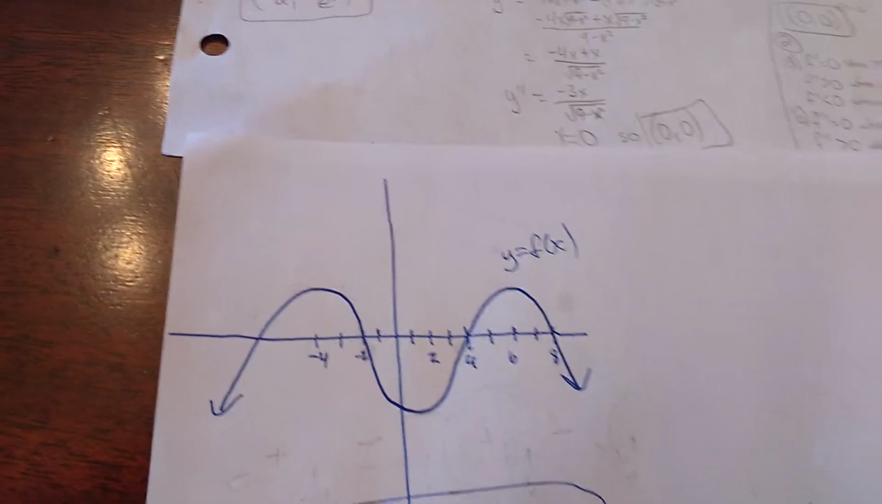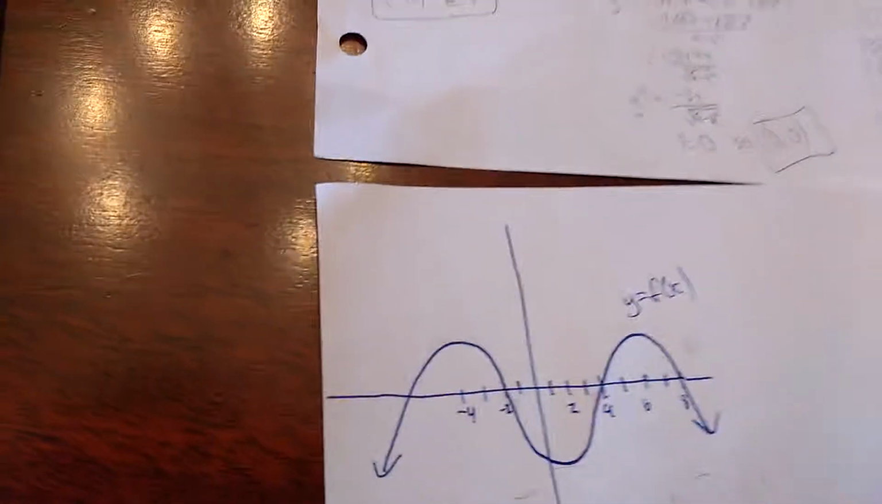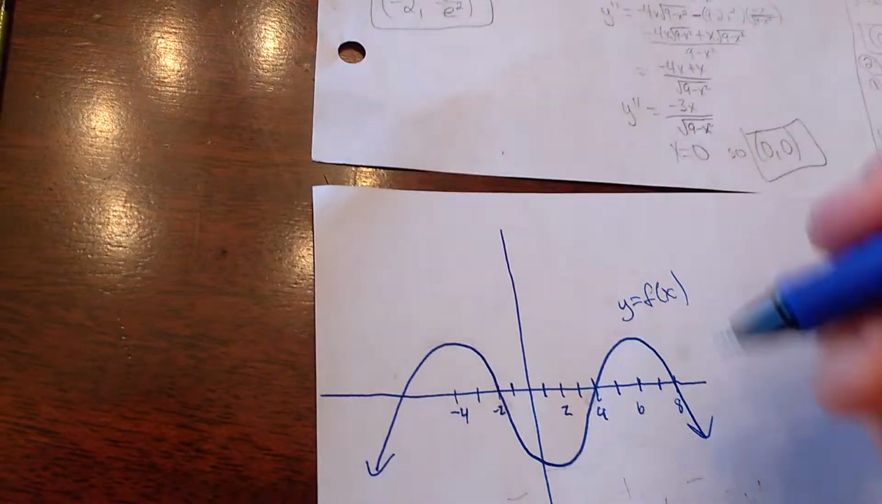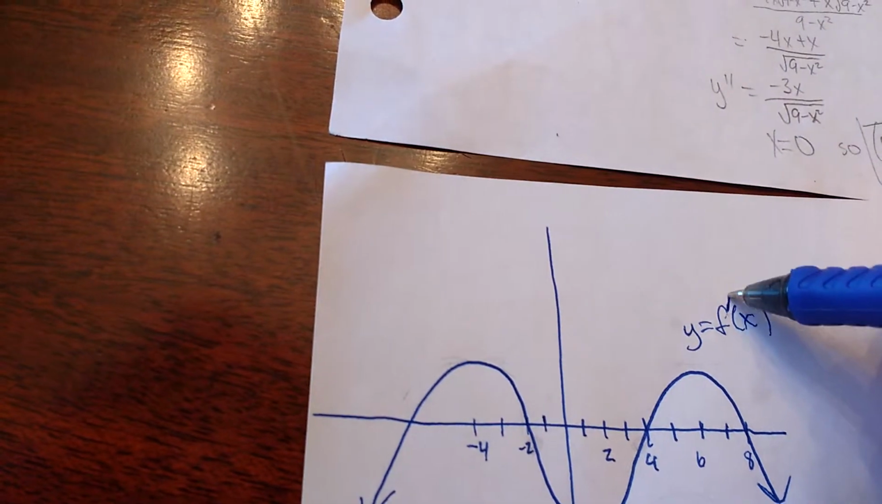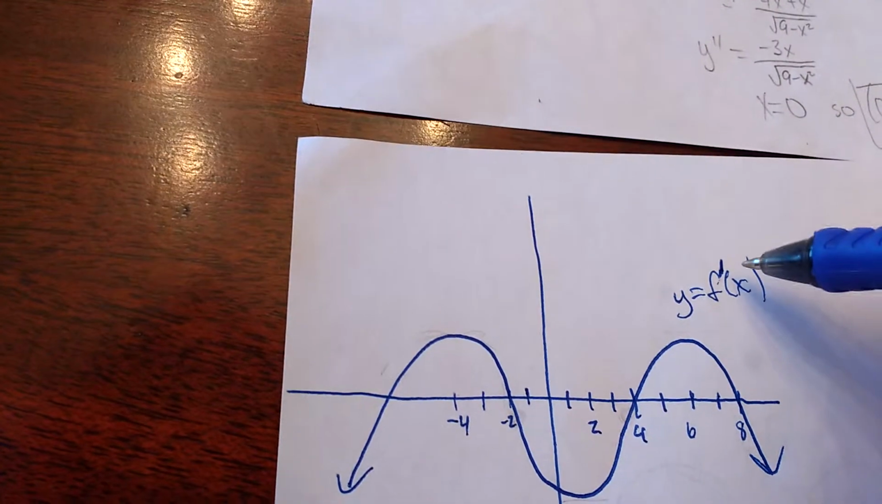Okay, the second one, everything changes. Like I just said, I had to pause it so I could erase some stuff. Now, for my example, I'm just going to use the same graph, but now you have to completely ignore what we just did on the first one. Now this is the graph of the derivative. So this is f prime.